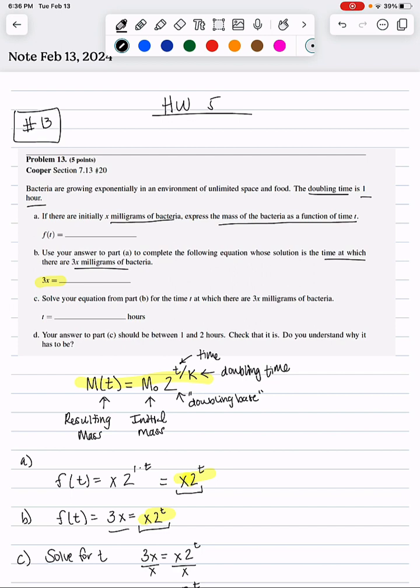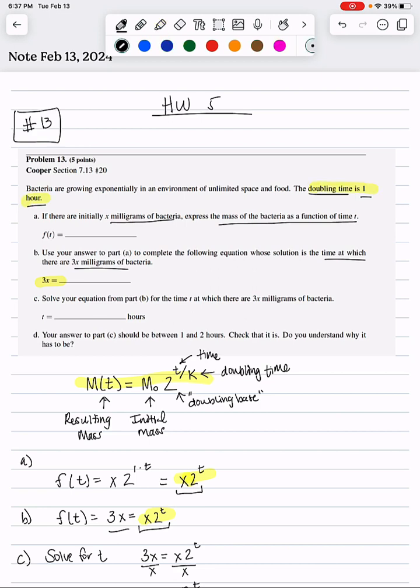So time is like how much would you double by, or what would your resulting mass be after like 5 years or something. Whereas doubling time, like in this problem, we're given that doubling time is an hour.